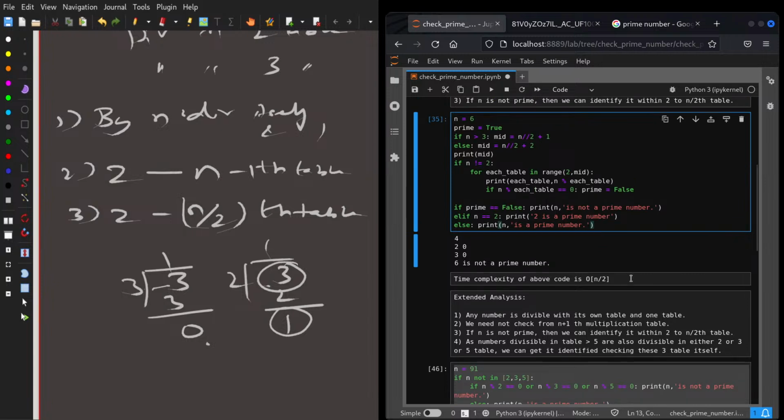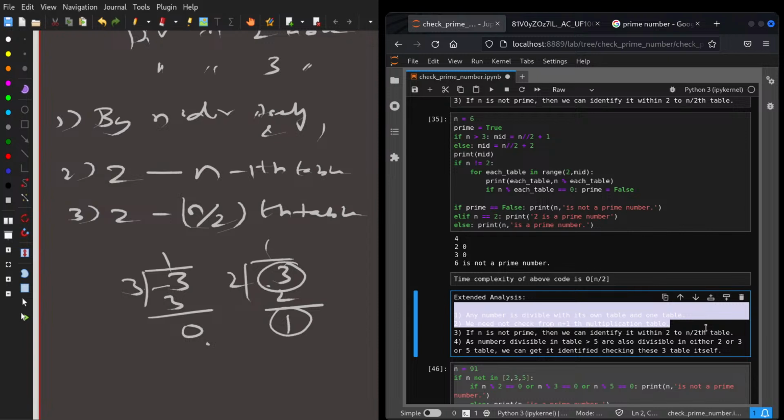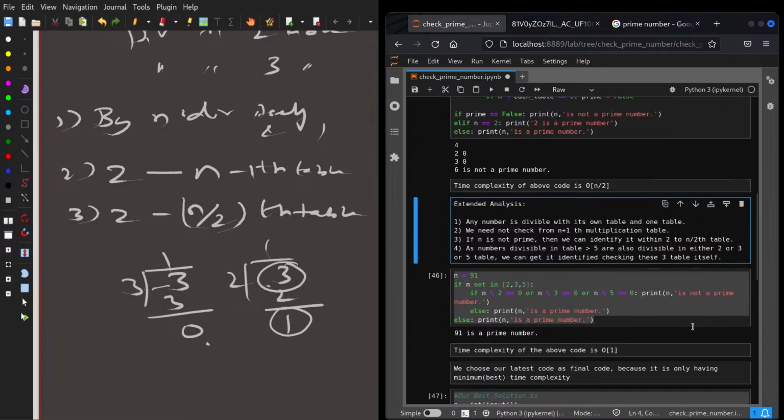Our first code itself is having just n by 2. If we did not think beyond these two analyses, then our time complexity is going to be O of n, which is bad. When there is a possibility of better, choosing O of n is an unfair way of coding. It may work. Its logic may be correct. It may be checking correctly whether the number is prime or not.